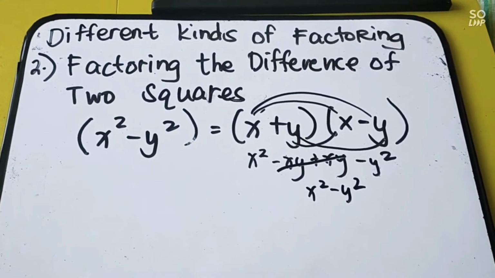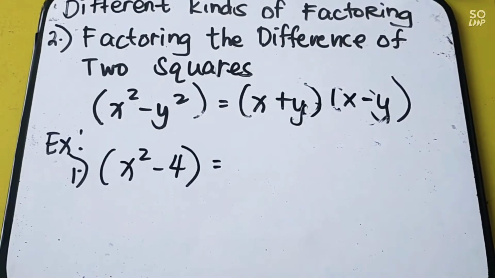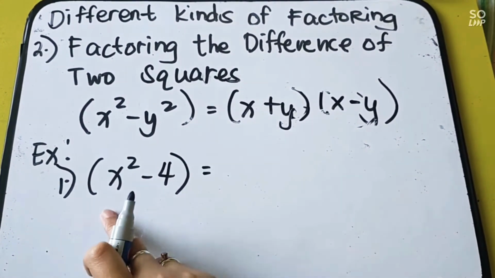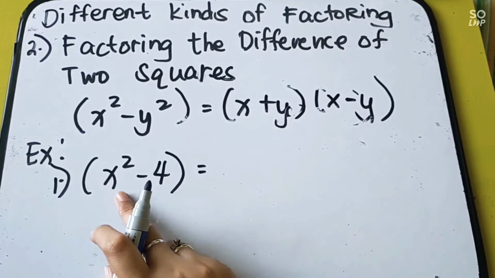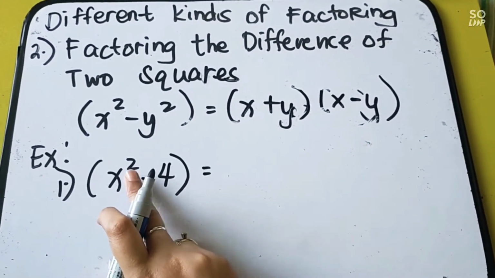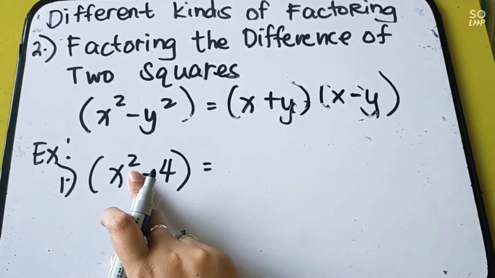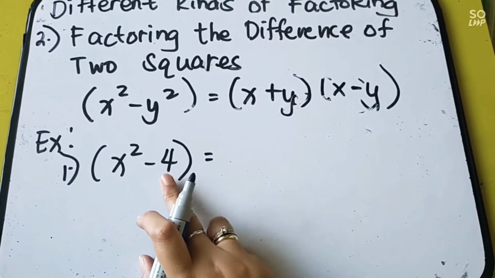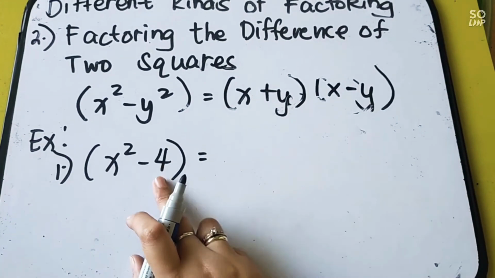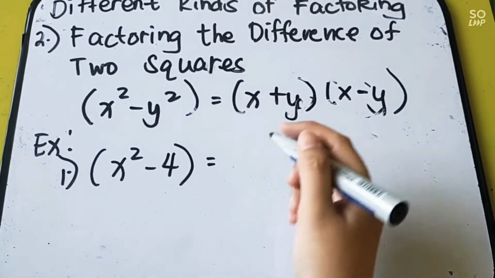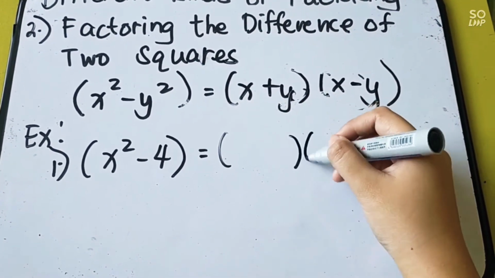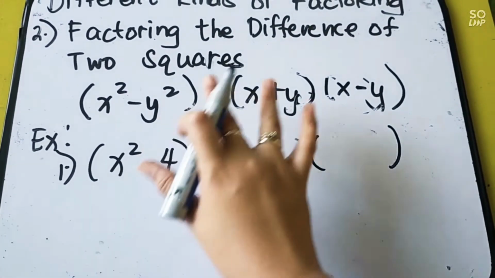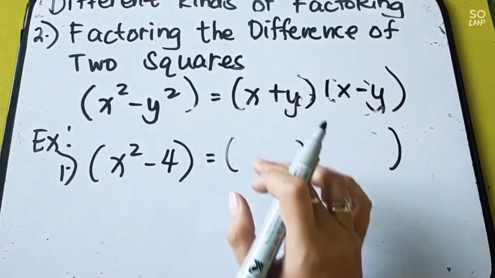Okay? So, let us have an example. For example, x squared minus 4. X squared is a perfect square. How can you tell that a variable is a perfect square? If its exponent is divisible by 2, it is a perfect square. Is it clear? So, this one, 4 is a perfect square. It has a square root. Its square root is 2. Okay, now, so let us have factors. Since it is a difference and both are perfect squares, we are going to use the difference of 2 squares.